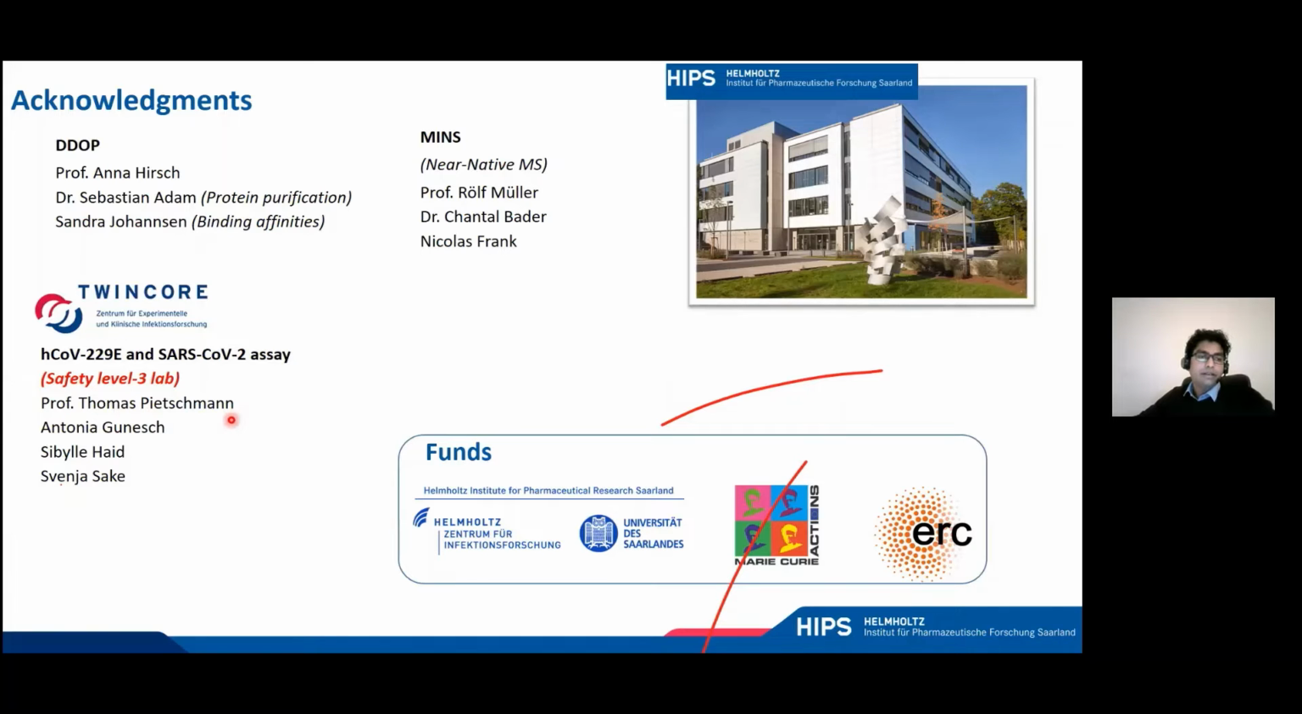And there are 3 students who are working on that. Then for another MS, neonatal MS, we have a group on the 3rd floor of Professor Rolf Muller and 2 of his co-workers. And they were also highly acknowledged for their help in this project. And fundings, yes, Helmholtz Association and Saarland University for funding this research. To fund my research, Marie Curie, I highly acknowledge the funds which the European Union gave me, and the European Research Council for funding all these research projects.